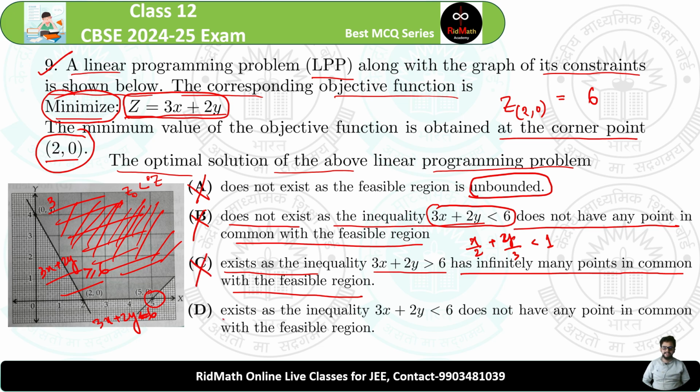Now option number D: does not exist as the inequality 3x plus 2y less than 6 does not have any point in common with the feasible region.